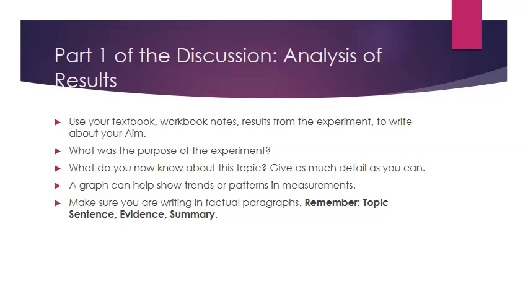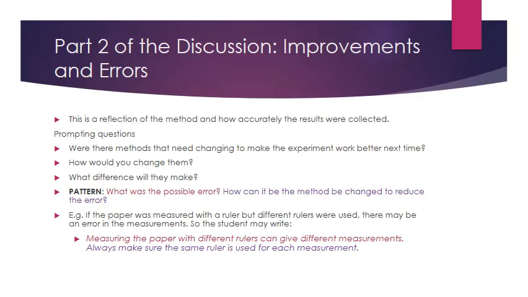Okay, I'd now explain why that result would have been like that. So not just, okay, it's bigger, but why would it have been bigger? What do I know about this topic that will help me answer that question? And I need to give as much detail as I can. Sometimes a graph can help me show trends or patterns in my measurement. And we'll do a different tutorial on how to draw a really good graph later. But make sure you're writing in factual paragraphs. Remember, topic sentence, evidence, summary. Not just question 1, question 2, question 3.